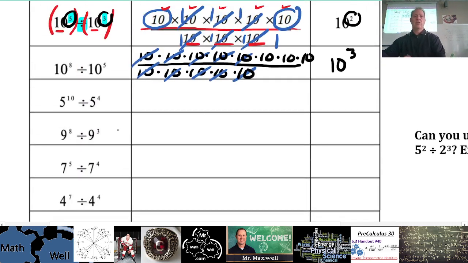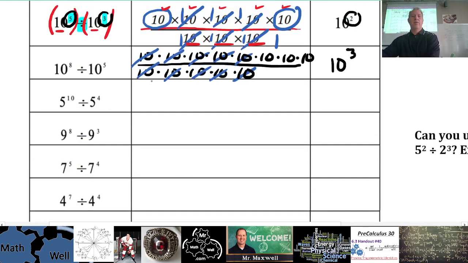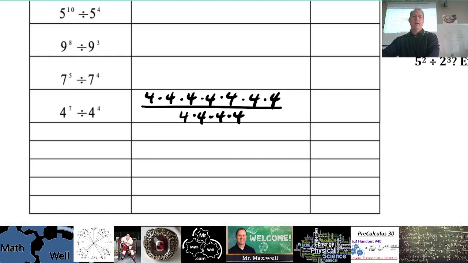Okay, so let's do this one. You guys can fill this out. I don't know if we need to do all of them, but let's do the last one. So 4 times 4 times 4 times 4, that's 4 of them, times 4 times 4 times 4, over 4 times 4 times 4 times 4. If you like, you could put brackets around 4 of these and brackets around all 4 of those in the bottom and see that they all divide out right away, just like that.